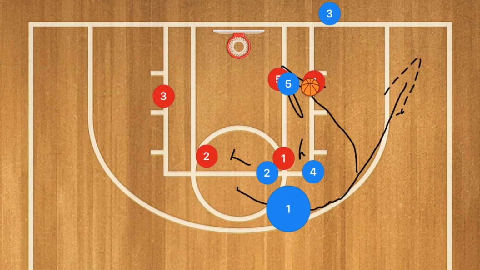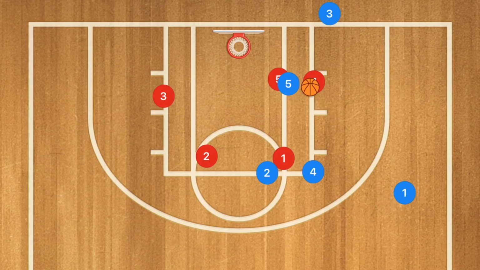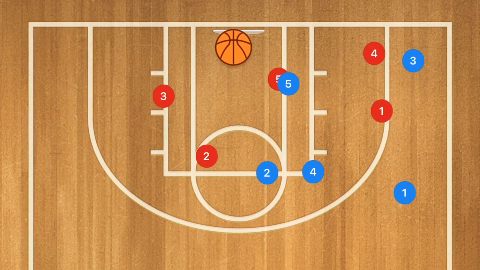Player 1 is still using that staggered screen up top going to the free throw line extended. Now, player 3 would pop out. Player 5 could obviously score if he could. If he can't, player 3 would be an option, player 1 would be an option, possibly collapsing the defense for an extra pass. There's a few different options here.